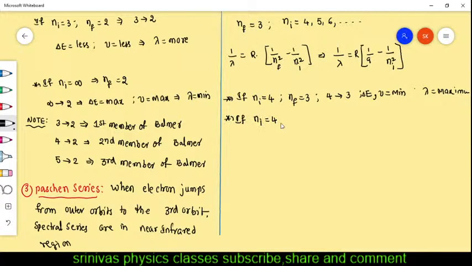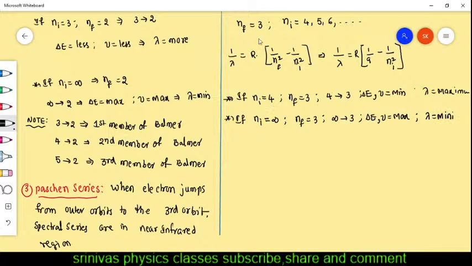And if transition occurs from infinite to third, finally it should occur to the third in the Paschen series, right? Initially it is at infinite. Transition occurs from infinite to where? Third orbit, right? That is infinite to third orbit means gap is more between the energy states. Then the large energy releases, radiation releases with large frequency, and the frequency is maximum and the wavelength will be minimum, right?